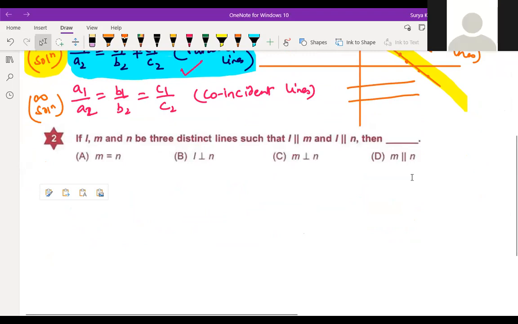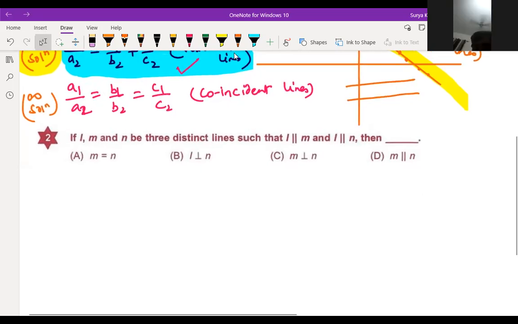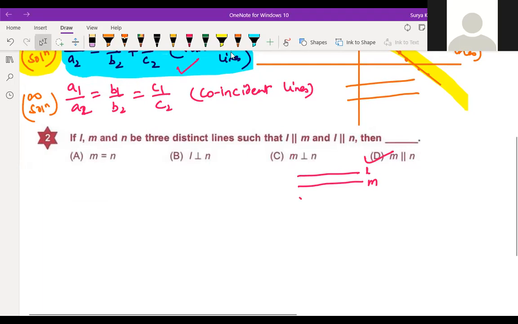See question number 2 and tell me the answer. L, M, and N are 3 distinct lines such that L is parallel to M and L is parallel to N. Then M is parallel to N, option D. This is a very easy question. It is one type of property: if L is parallel to M and L is parallel to N, then M is also parallel to N. If two lines are parallel to a single line, then both of them are parallel.